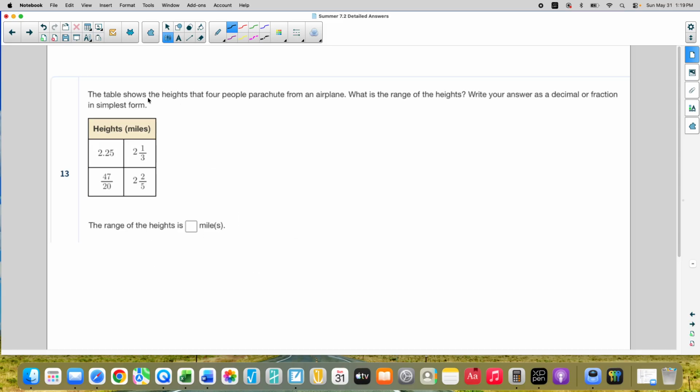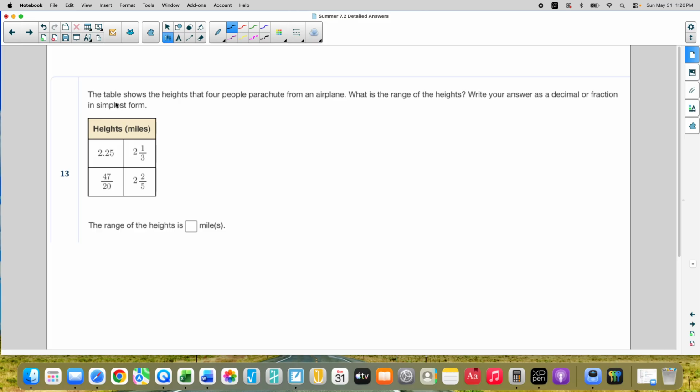The table shows the heights that 4 people parachute from an airplane. What is the range of the heights? Write your answer as a decimal or fraction in simplest form. So this is the height, and this is the mile. Shows the height that 4 people parachute from a plane. But in miles, height and it's in miles, but 2.25 is not equal to 2 1/3.